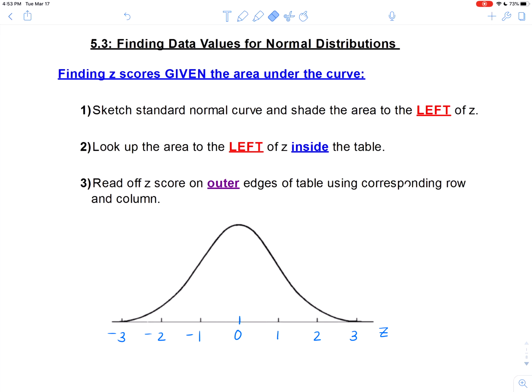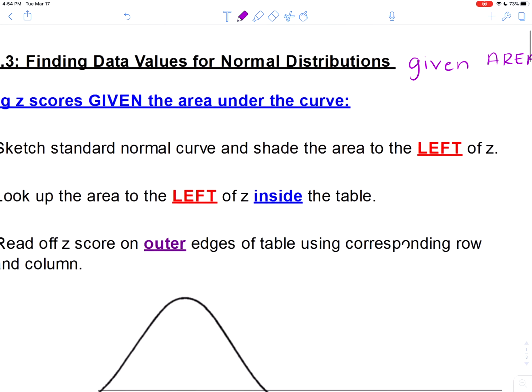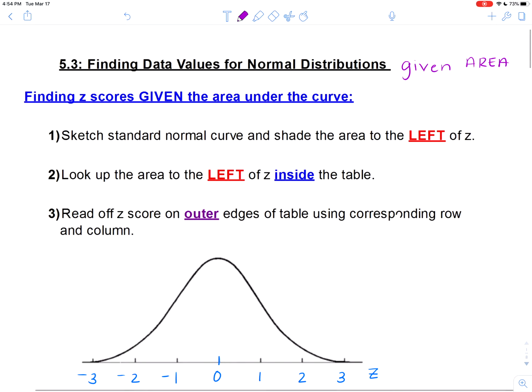In 5.3, we're going to flip this around, and instead of being given a data value, we're going to look at situations where we are given an area under the curve. And for that given area, how would we find the data value that corresponds to that? How would we find the speed or the height or the z-score that corresponds?